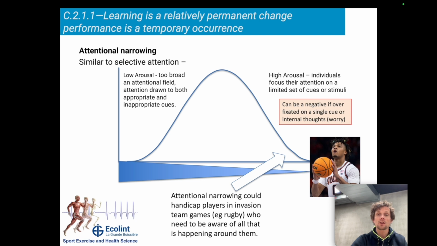So it's not necessarily that the higher the attentional narrowing, the greater the performance. We tend to see a relationship more similar to the one that we just looked at in terms of arousal and performance, where we have an optimal level of attentional narrowing depending on the situation.